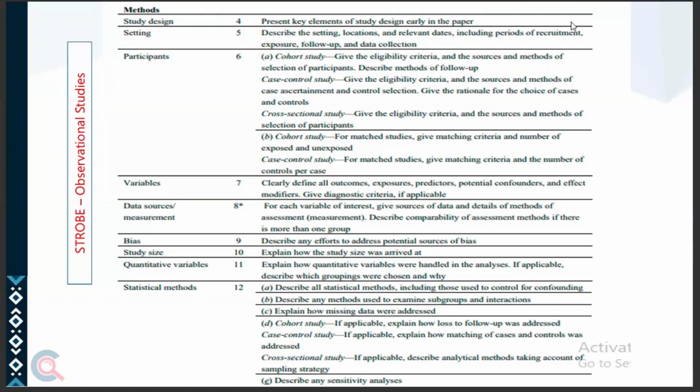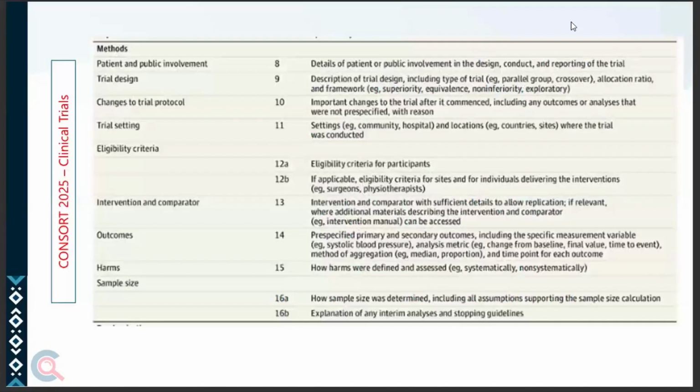You have to present the study size. How was the study size arrived at? You have to clearly define your quantitative variables, explain how the quantitative variables were handled in the analysis. And also, you need to include the statistical methods, describe all the statistical methods that were used, including those that were used to control for confounding. Describe any methods that were used to examine subgroups and interaction or associations, and explain how missing data were addressed. Also, we need to describe any sensitivity analysis that was done.